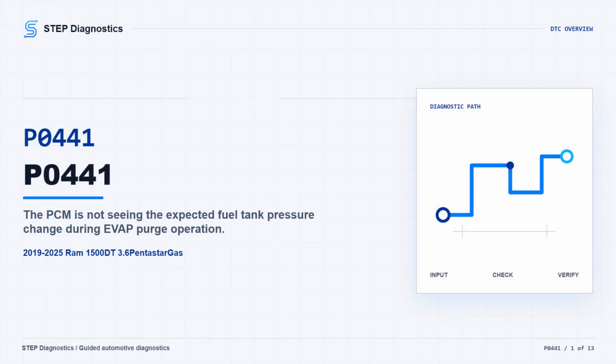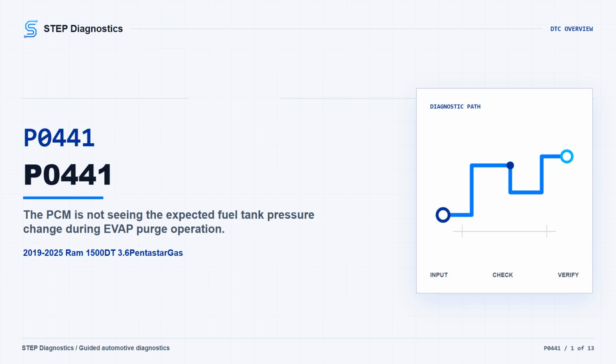On this RAM 1500 with the 3.6 Pentastar, P0441 is an EVAP purge system performance code. In plain terms, the PCM is looking for the fuel tank pressure signal to move the right way when purge flow is commanded, and it may set this code when that pressure change does not look correct.